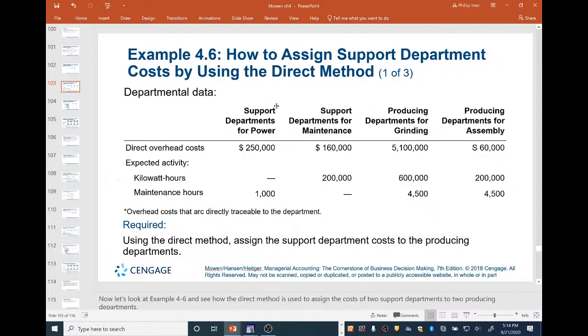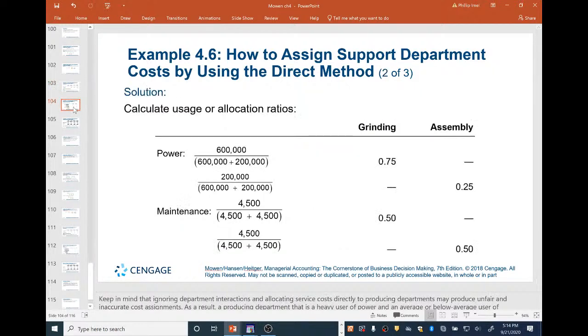So let's look at this departmental data. This is how we actually assign it. Here are our 2 support departments, right? Support department for power, support department for maintenance right here. And these are producing departments, one for grinding and one for assembly. Here's the expected activity, the kilowatt hours and the maintenance hours down below here. And it says here, using the direct method, assign the support department costs to the producing departments, okay? So we want to move these costs over into these departments, right?